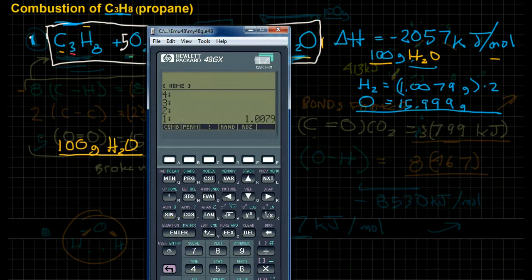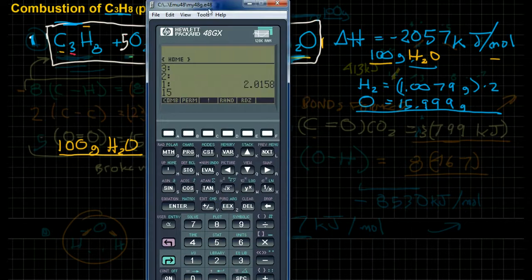1.0079, times 2. And then 15.999. I can't see everything I'm doing right now. Okay, I'm going to add those two together. I was tempted for a second to multiply them from the last video. And that gives me the molecular mass of water. Okay, that's going to be useful.